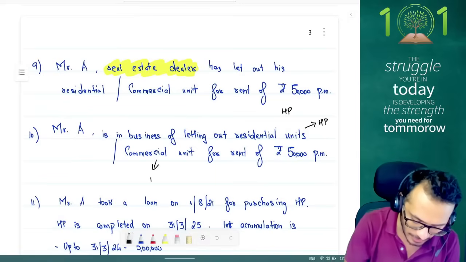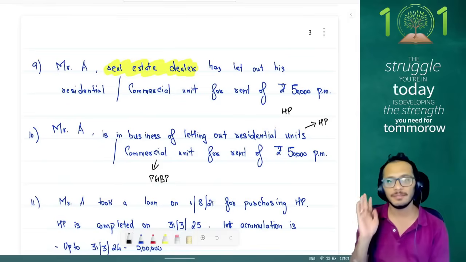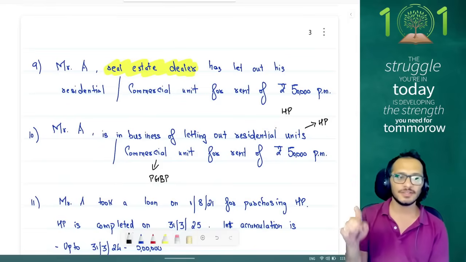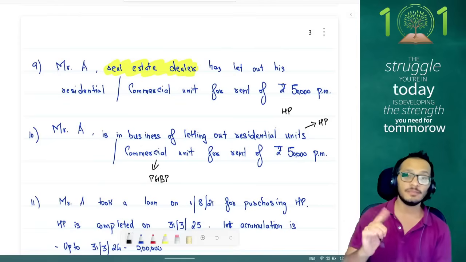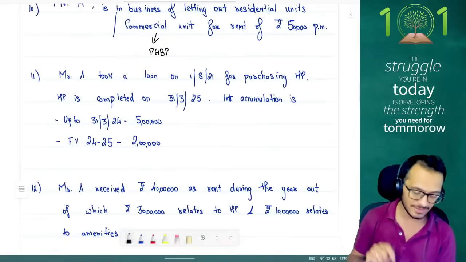But if you are a commercial guy, then it is going to go under PGBP. Yes or no? Yes, that is the amendment of the current year, people. Letting out of residential units is taxable under HP, but letting out of commercial units is taxable under PGBP. Keep that in mind.